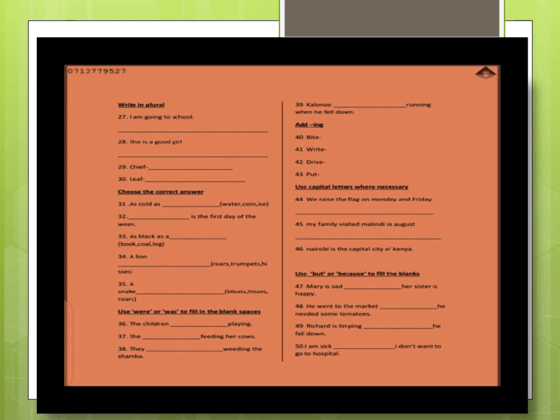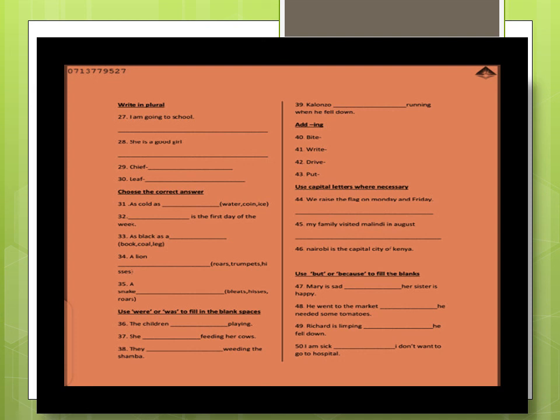Lastly, use but or because to fill in the blanks. Mary is sad dash her sister is happy. Mary is sad but her sister is happy. He went to the market. He needed some tomatoes. He went to the market because he needed some tomatoes.